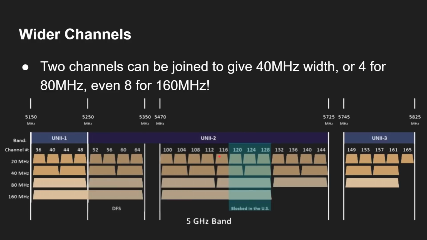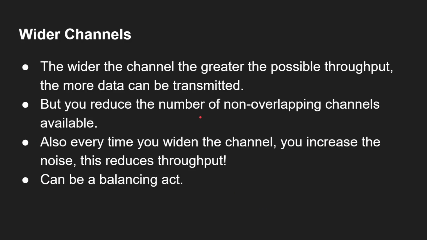I'll tell you right back in the very last slide, in fact. So you can actually join channels together, and every time you add more channels, you increase the throughput and the speed, which is great. So a wider channel gives you the greater possibility of throughput, but a couple of things. It does reduce the number of overlapping channels. So we started with 25, hooray, great.